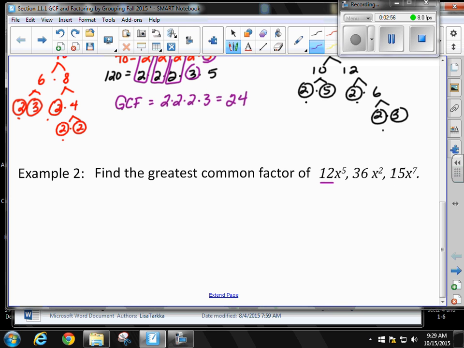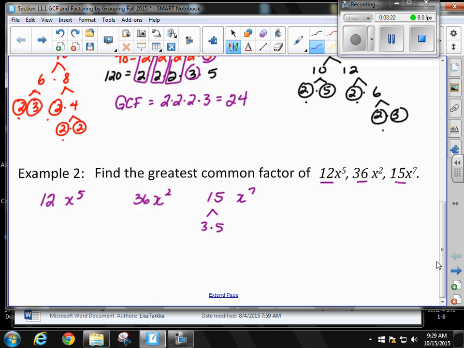So I'm going to start with my numbers. And you do not always have to go down to primes if you notice what they have in common. When I look at 12, 36, and 15, I notice there's only one way to factor 15. So I'm going to write all 3 of my terms down here. And I'm going to start factoring. The only way I can factor 15 is 3 times 5.